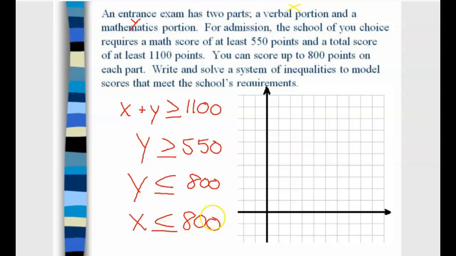I believe I counted it out, so you have 11, so you can go corner to corner for the 1100s. Because once again, your X and Y intercepts are 1100. And then your math and verbal are going to be at 550 and 800.